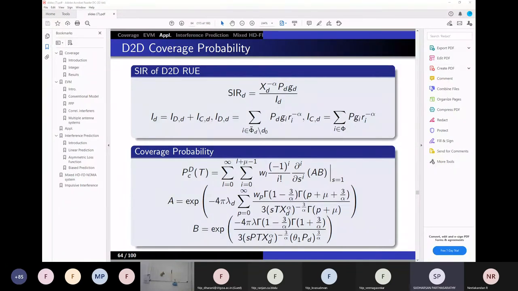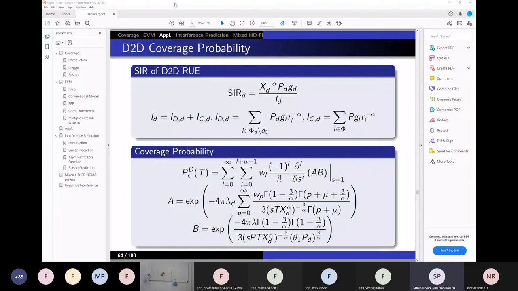Next slide, slide number 64. We want to find the coverage probability of a receiver user equipment which is in the D2D mode. The SIR is going to be signal power divided by total interference power. It is going to have two interference components. One is from the other D2D transmitters that are transmitting in the same frequency-time resource. The other is from the cellular base stations. The base stations transmitting in the same frequency-time resource are also going to interfere with you.